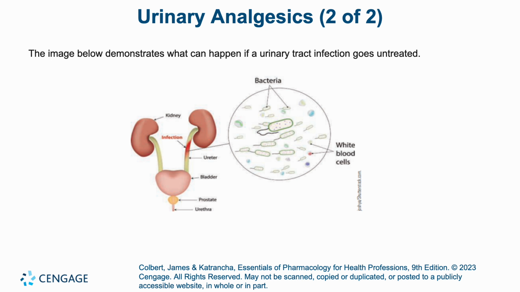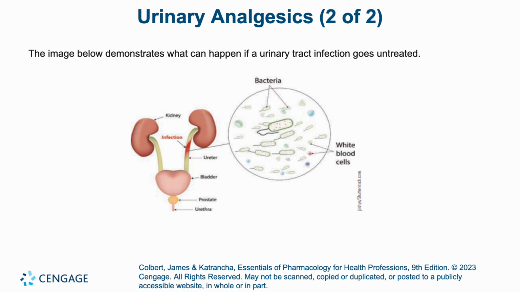The image below demonstrates what can happen if a urinary tract infection goes untreated. So urinary tract infections are actually one of the leading causes of severe sepsis in our elderly. And it shows here this kind of zooming in, and the bacteria, the white blood cells are trying to fight that, and then these superbacteria are growing, and the white blood cells are unable to get the infection down.